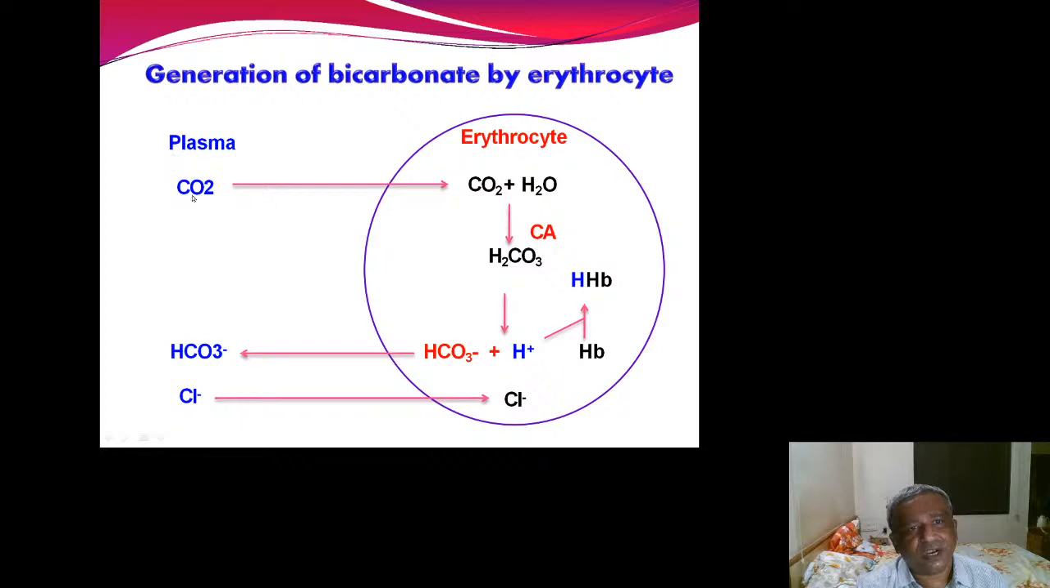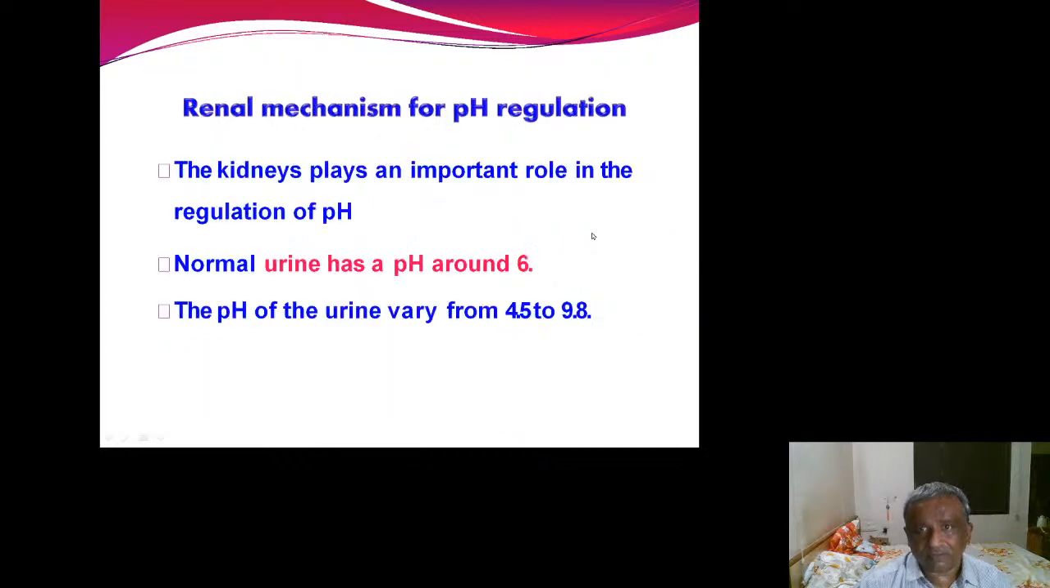So the whole process starts with the entry of CO2 inside the RBC by concentration gradient, and the bicarbonate is also pushed out of the RBC into the plasma by concentration gradient, and chloride enters inside the RBC. Chloride shift, bicarb is retained, and H combines with the hemoglobin. This is the hemoglobin buffer system.